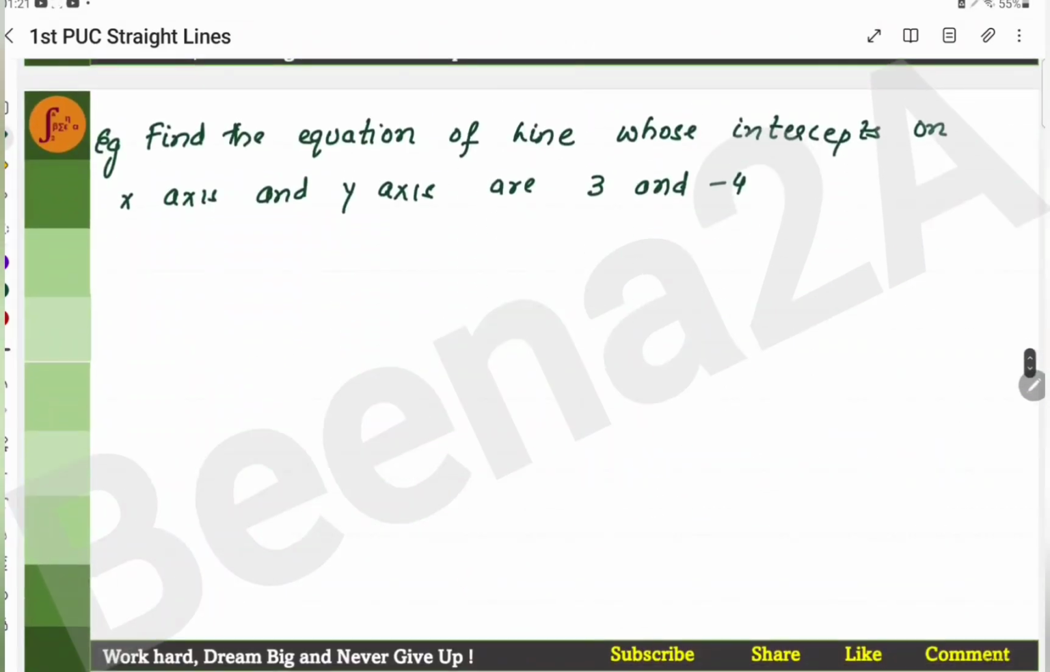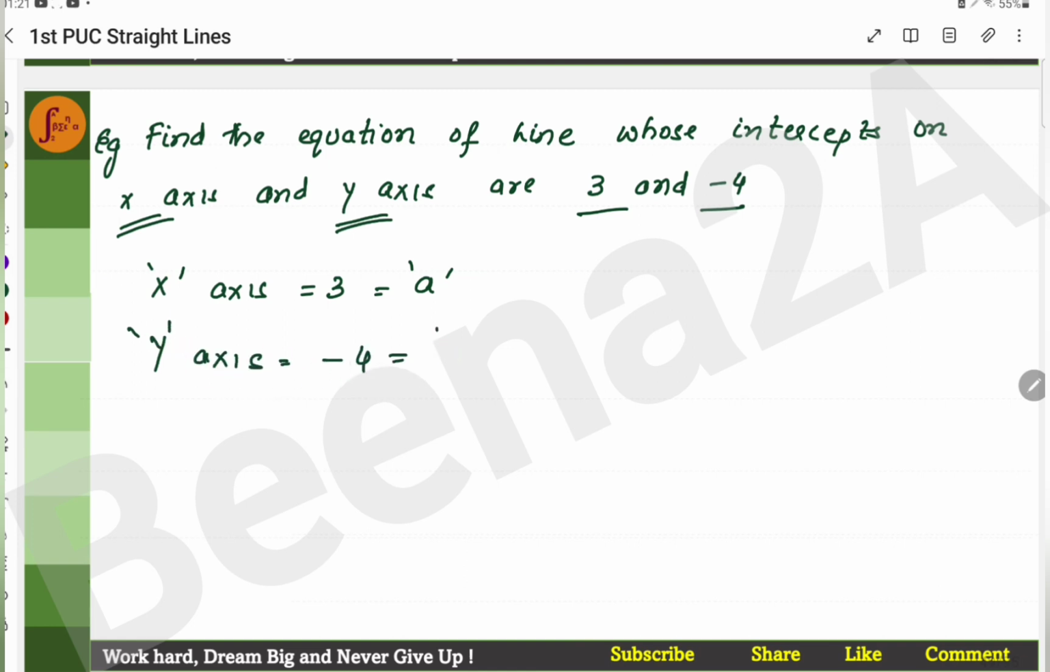Now let's take one problem. Find the equation of the line whose intercepts are 3 and minus 4 on the x-axis and y-axis. So on the x-axis it is 3. What is the alphabet we use for x-intercept? It's a. And on the y-axis it is minus 4. It's nothing but b, right? So we'll use this formula now. x by a plus y by b is equal to 1. x by a is 3, y by minus 4 is equal to 1.